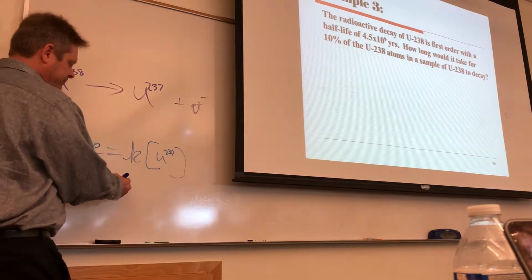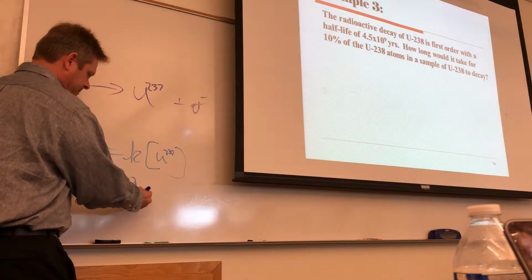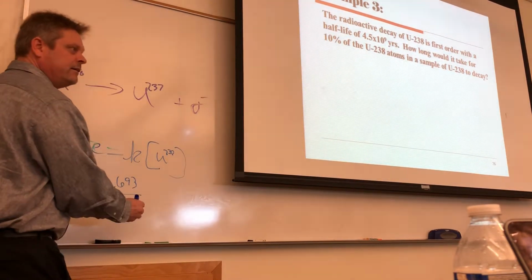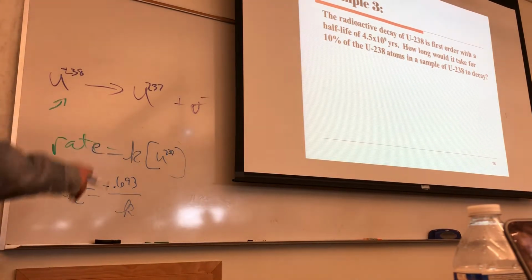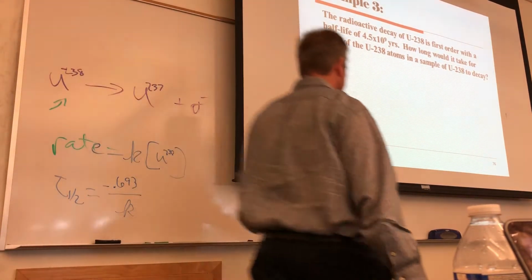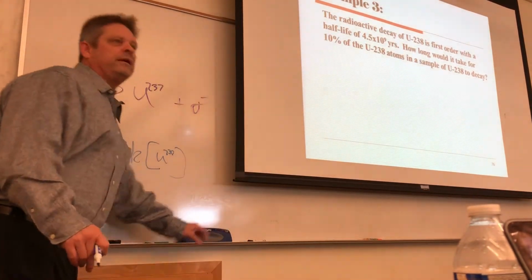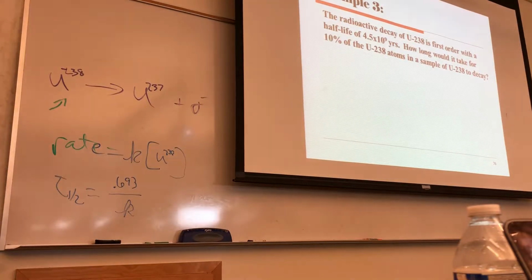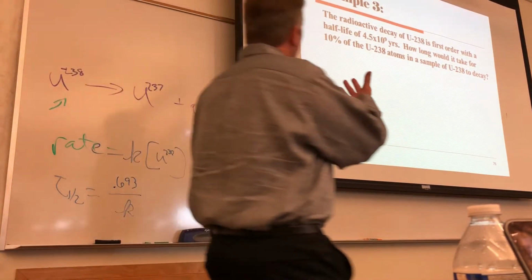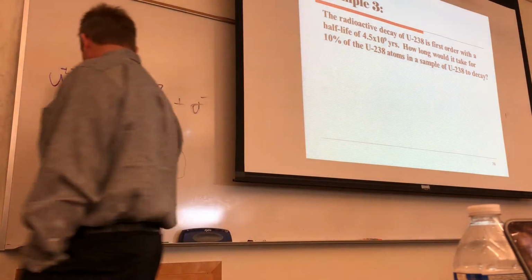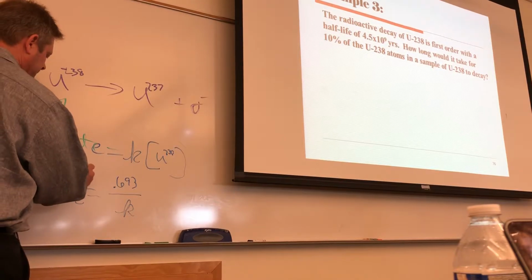Is it negative? Oh, the 0.693 over K. Is that what it is? I don't think it's negative. Not negative? Is this what it is? You guys should know this, right? Yeah. Okay, so I do know that the half-life is what? It tells me 4.5 times 10 to the 9th years, right?